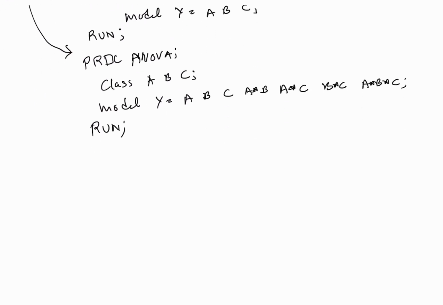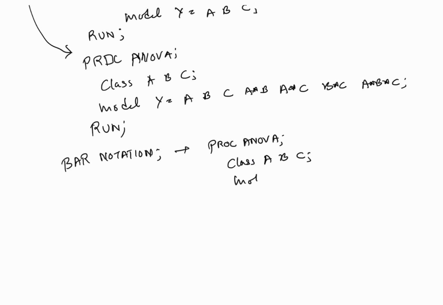There is something called bar notation. You can use bar notation too in ANOVA, sorry, analysis of variance. So it's PROC ANOVA; CLASS A B C; MODEL y = A|B|C. These are basically again full factorial models, and then you can use the RUN statement.